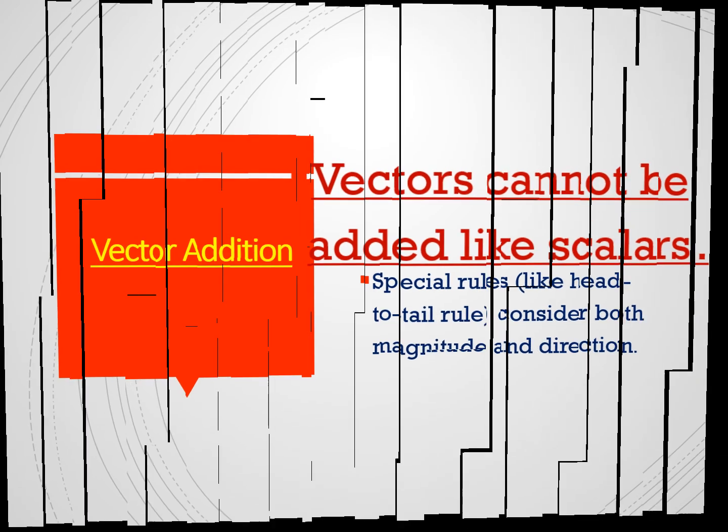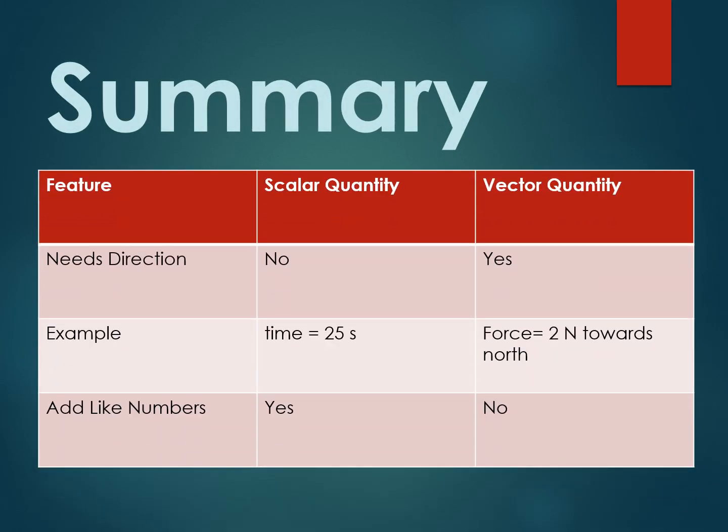Okay students, summary. Today we studied about scalars and vectors. Students, very simple. Vectors need direction. Scalars do not need direction. Example of scalars is time and example of vectors is force. Scalars can be added like numbers, but vectors cannot be added like numbers.